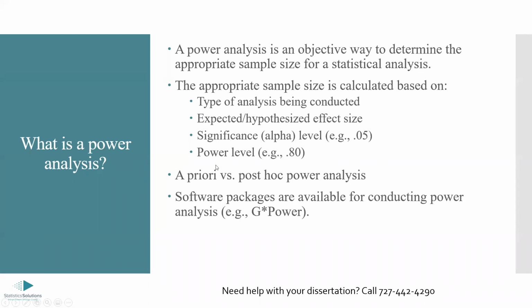There are both a priori power analyses and there are post hoc power analyses. So an a priori is used in the methodology phase when you're trying to figure out your minimum sample size. A post hoc power analysis is done after you've collected your data and you've run your results and you're trying to figure out whether the power of your test is sufficient. So you're working backwards, you have the results, you have your sample size, you want to figure out whether you have a strong test or not. So that's a post hoc power analysis.